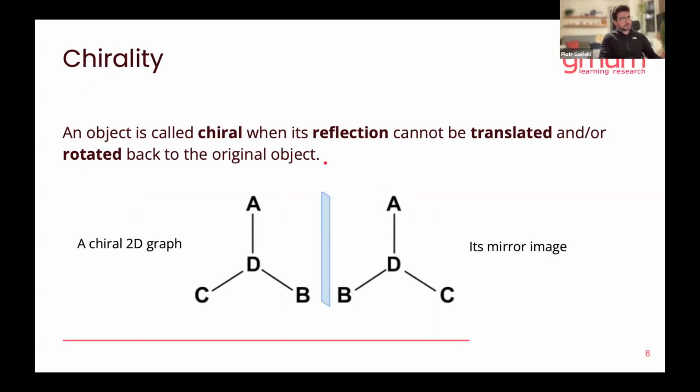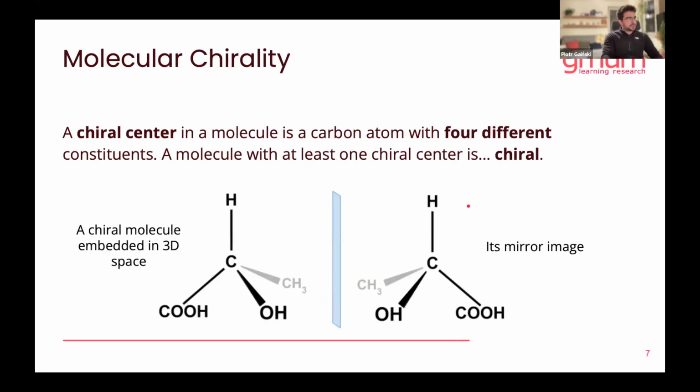Okay, so chirality. Chirality is a kind of asymmetry in math, and an object is called chiral when its reflection cannot be translated or rotated back to the original object. Here we see an example of a chiral 2D graph and its mirror image. We observe that by any rotation or translation, we cannot align those two graphs together, so they are different. I hope it's clear.